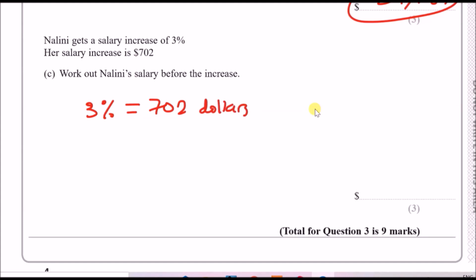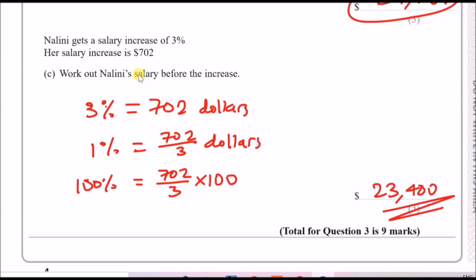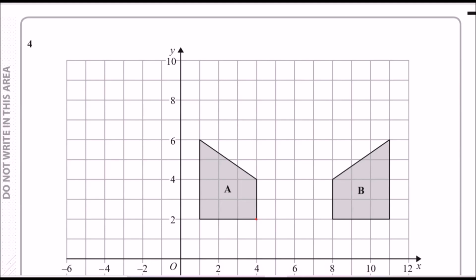Now to find out how much it was originally, my personal advice is to always find 100%, because 100% means the original amount. Now to get 100%, there's a quick easy way to do it. Find 1%. To get 1%, just divide it by 3. So 702 divided by 3. You could work it out, or you could just leave it like that. That's fine. And then to get the original amount, which is 100%, just times your result by 100. So 702 over 3, whatever that was, times 100. And in your calculator, you should get $23,400. And that's it.